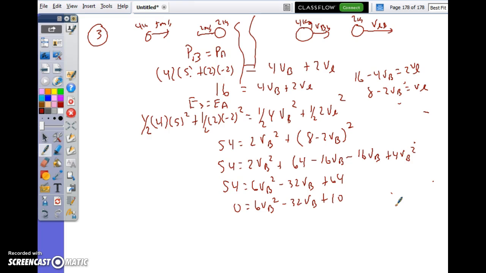So I'm going to go menu, equation, polynomial, second degree. Oops, that's not right. Let's try 6. Let's try negative 32. Let's try 10. Enter, enter. And I get 5, and I get 0.33333.